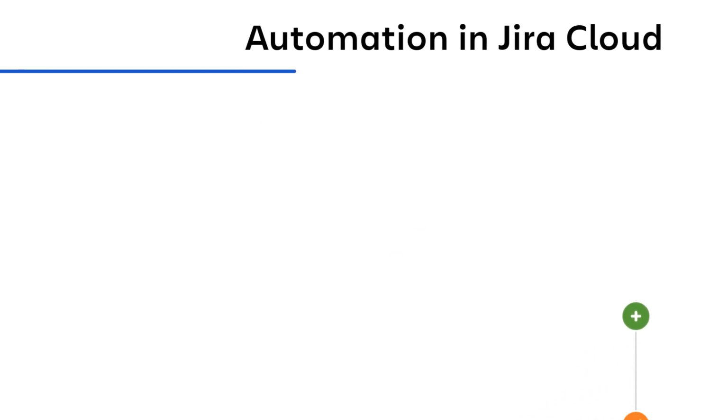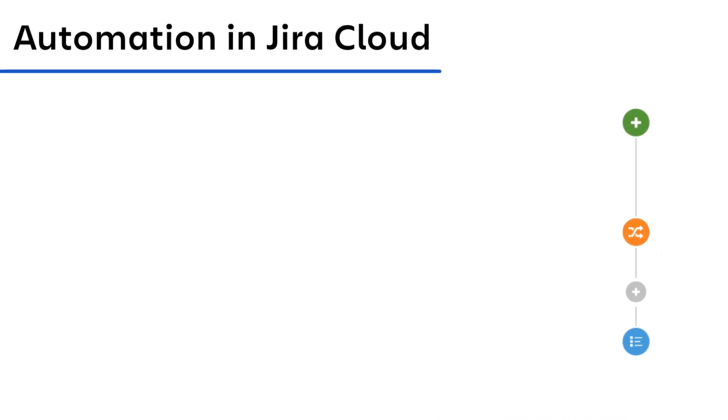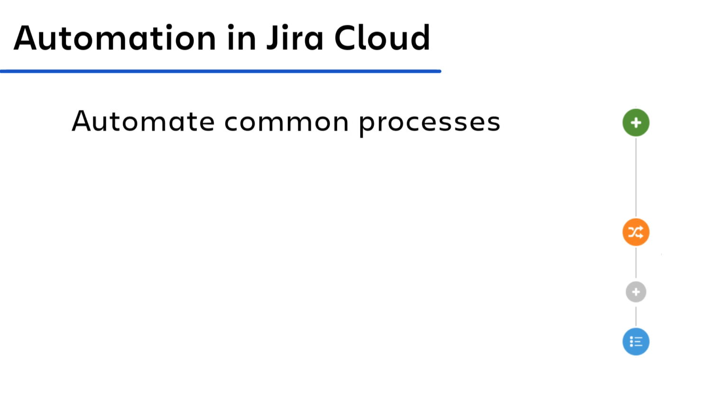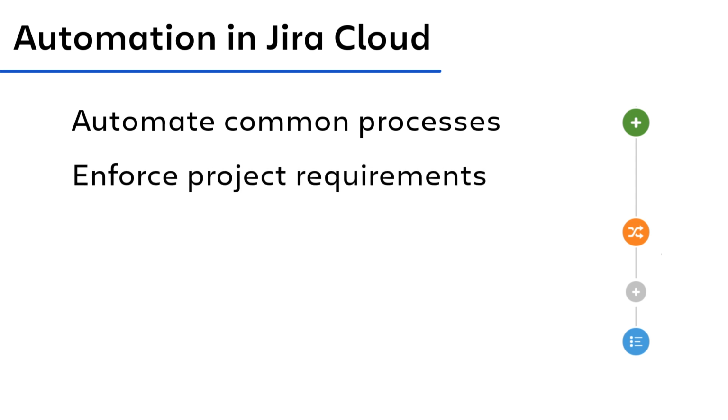Let's take a look at Jira Automation in Jira Cloud. Jira Cloud offers a powerful automation engine that extends the value of Jira by automating common processes your team routinely performs. Configurable automation rules can enforce specific project requirements and can act as a custom feature for your team.